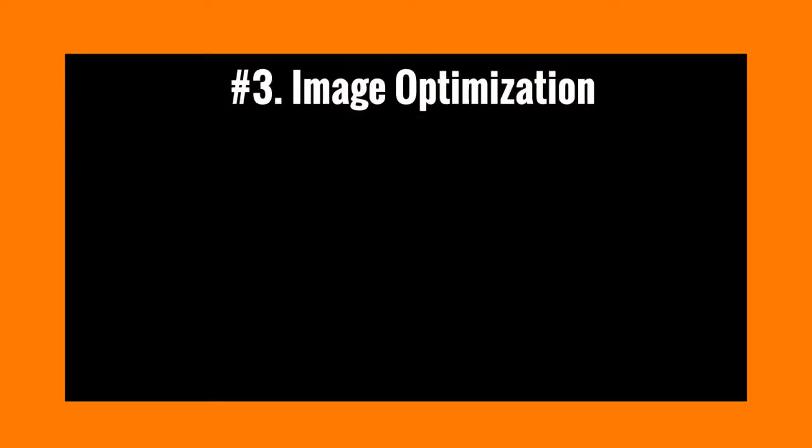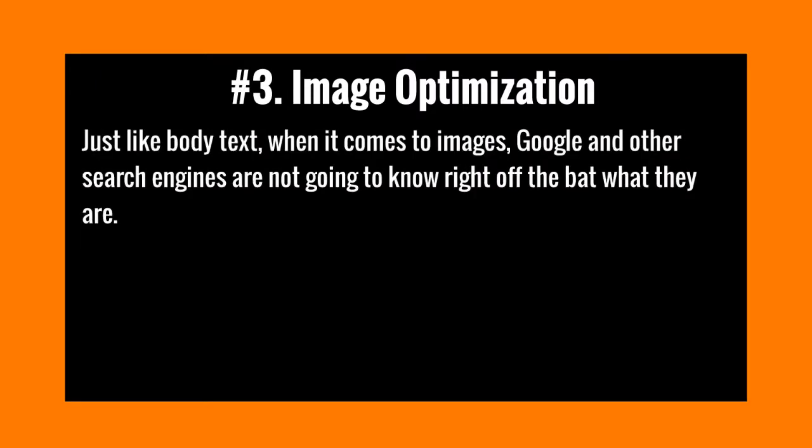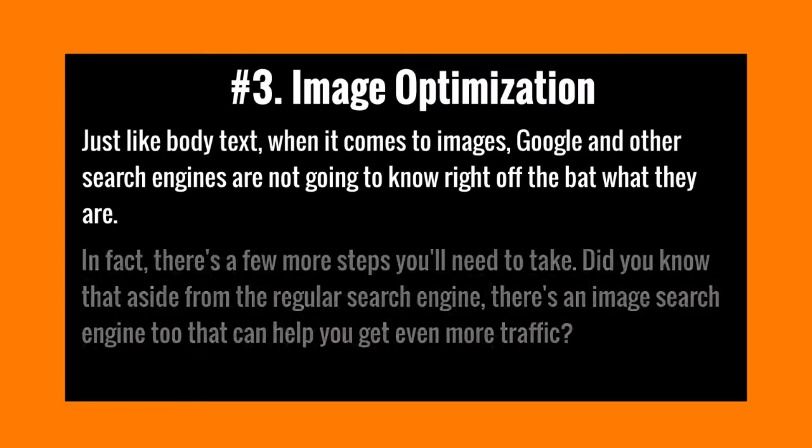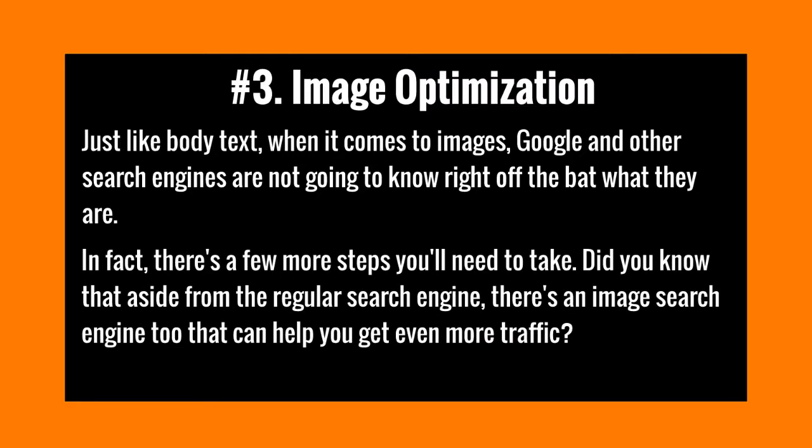Number 3, we got image optimization. What this means is making your images more search engine friendly. So just like body text, when it comes to images, Google and other search engines are not going to know right off the bat what they are. So you need to do your best to help them figure out what the images are all about. Now, there are ways that Google will figure out eventually what your images are all about. So don't try to game the system.